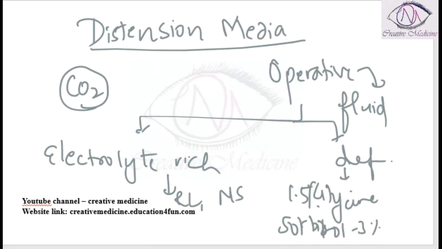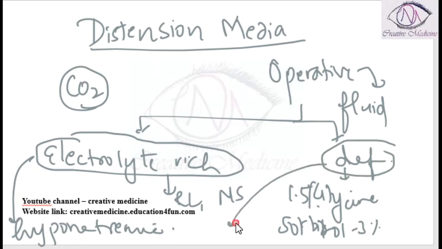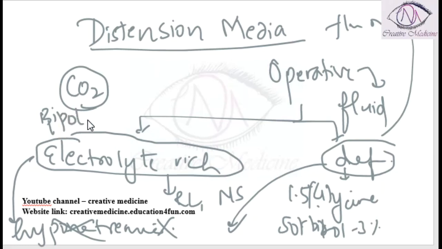Hyponatremia is not seen in electrolyte rich fluid. In electrolyte deficient fluid, hyponatremia is seen, and you will also see fluid overload. The only use for electrolyte rich fluid is bipolar cautery. The only use for electrolyte deficient fluid is bipolar plus unipolar cautery.